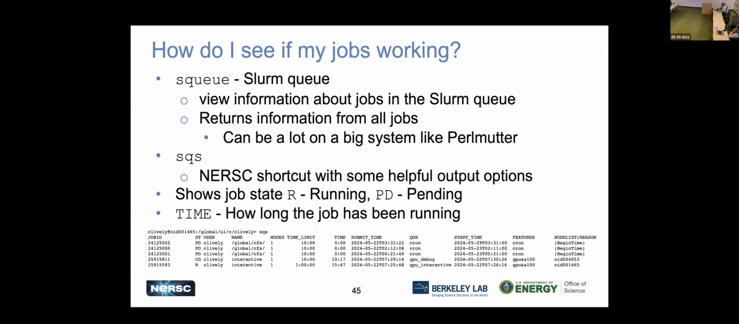So squeue is the Slurm queue. It'll show all of the information about jobs within your queue, so it'll return that information. Within Perlmutter, it can be a lot of information for all of the jobs that are run. So the shortcut sqs can be used for different output options as well. SQS here shows some previous jobs from a year or so ago that I had done, as well as the time that it took for that job to complete. You have the time limit, submitted time, the QoS here, when the job started.